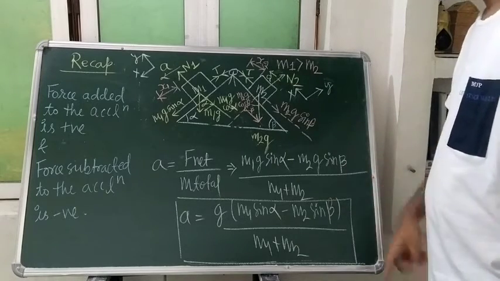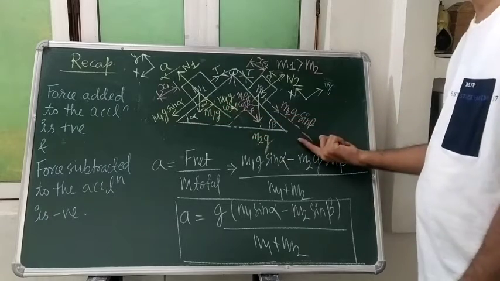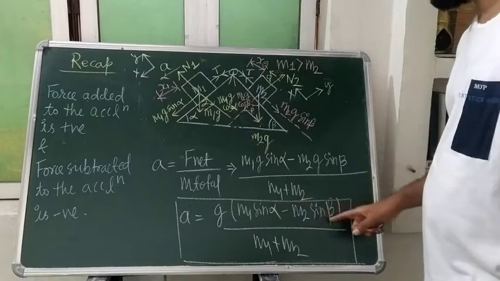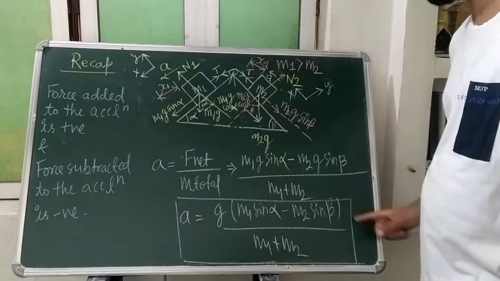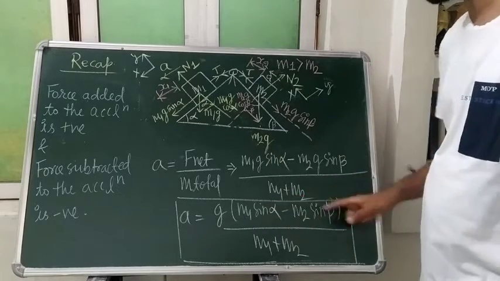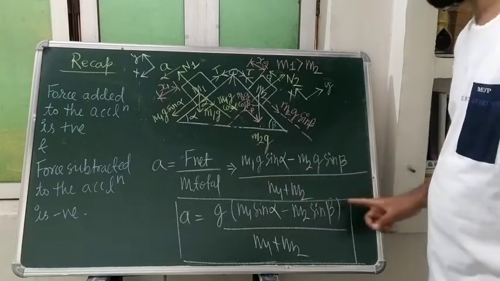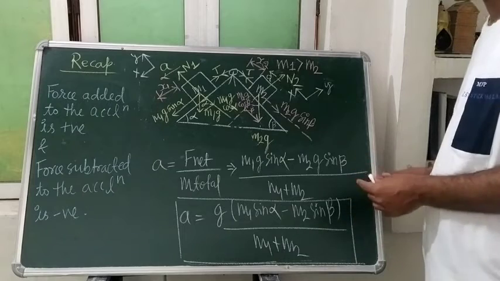And of course, if I say that alpha is equal to beta, and that is something equal to theta, then in that case you can take out this sin theta as common, and it will become g sin theta times m1 minus m2 divided by m1 plus m2.